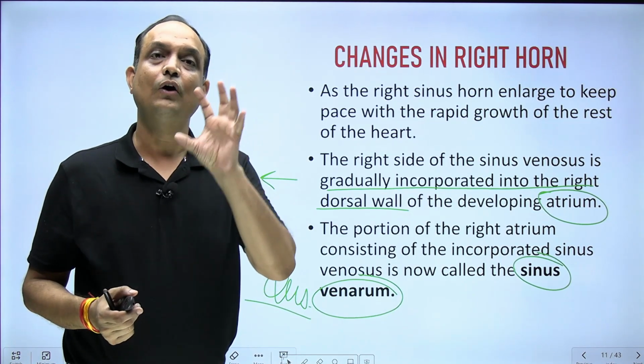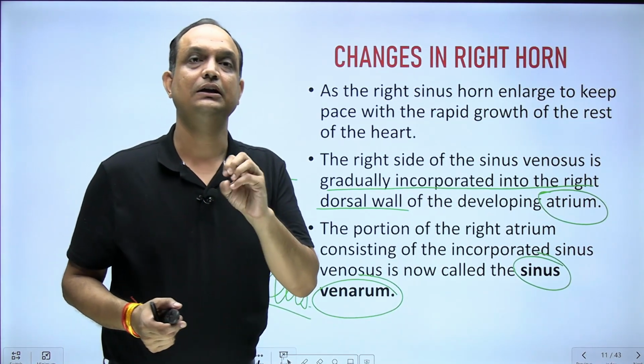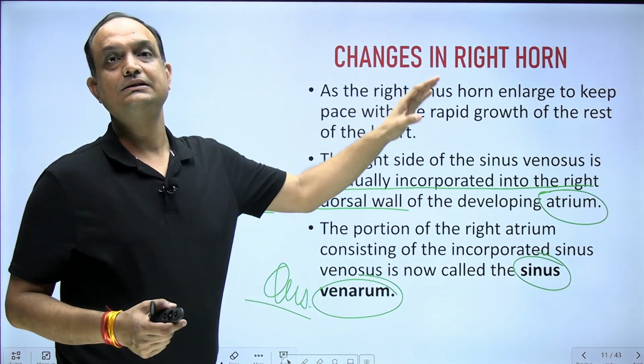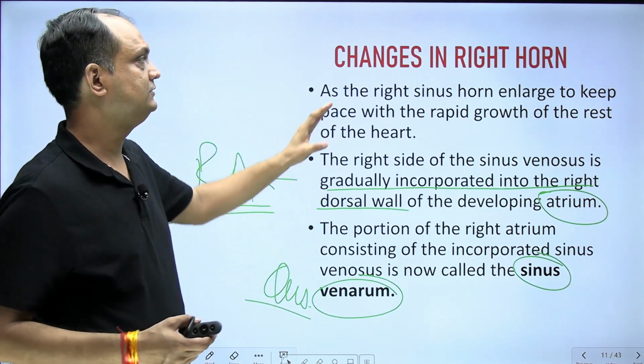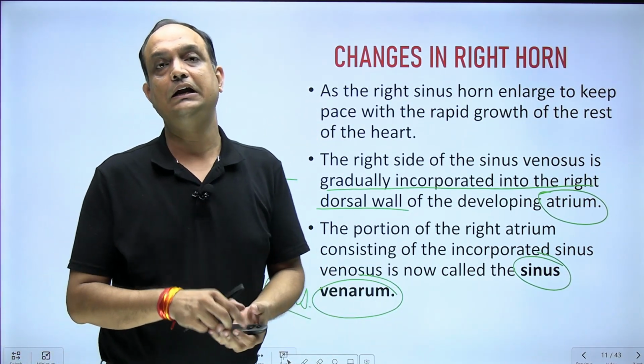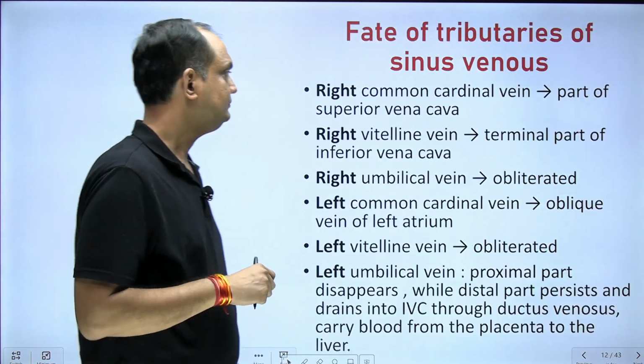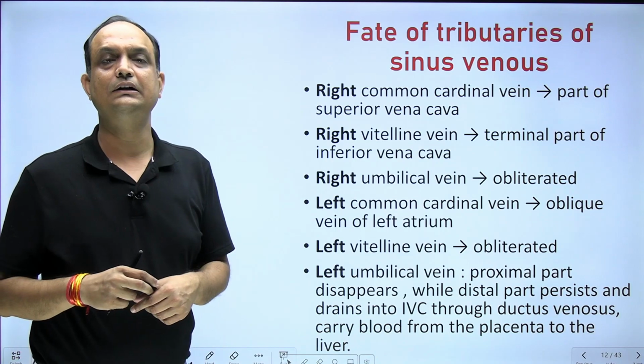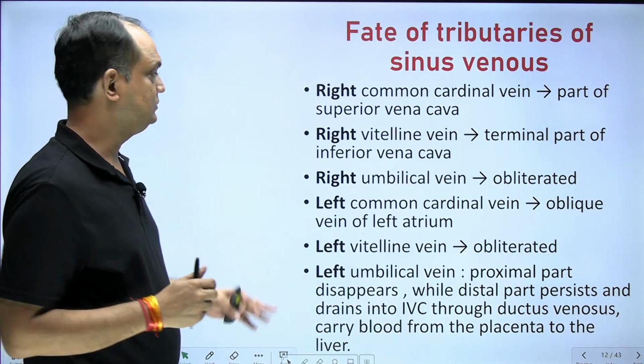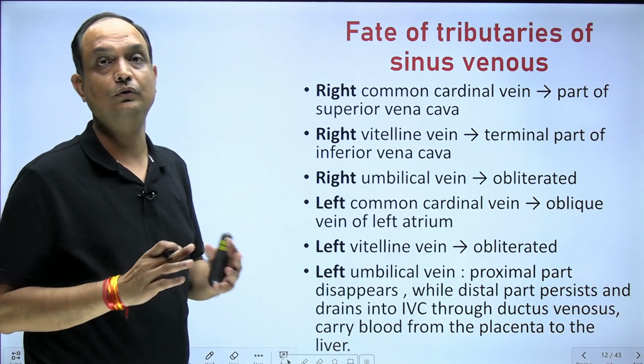So opening of all these three channels into the right horn is proof that this part develops from the right horn of sinus venosus, and it is known as sinus venarum. So now at the end we will discuss the tributaries. As I just told you, we are not discussing the whole venous system.